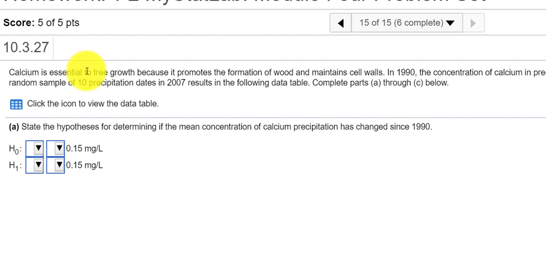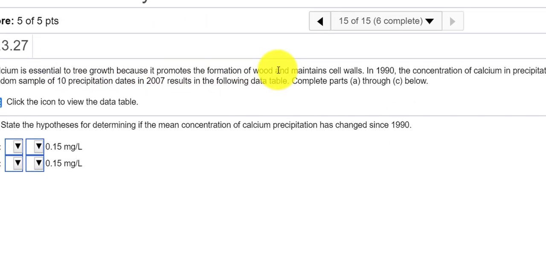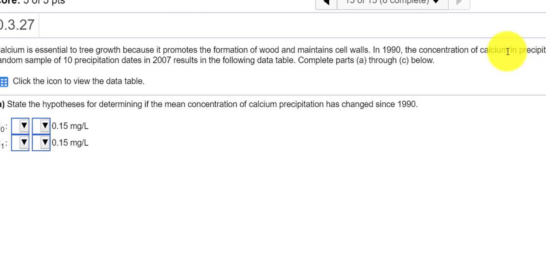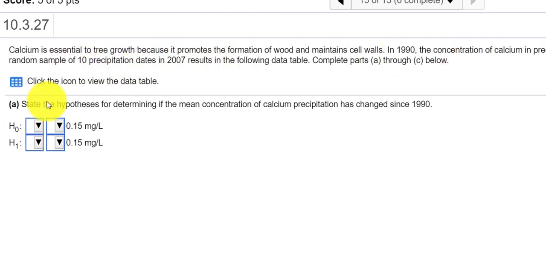So it says calcium is essential to tree growth. In 1990, it looks like there were 0.15 milligrams per liter of calcium. And they took a random sample of 10 precipitation dates in 2007. And it looks like the data is going to be arranged in this table.